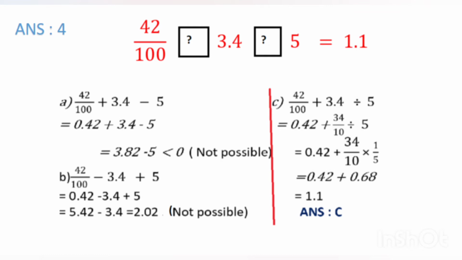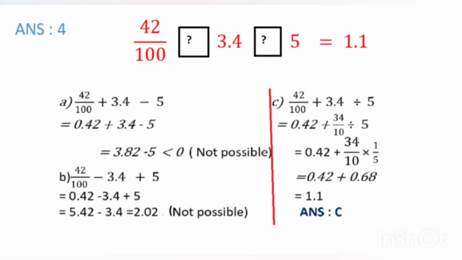So 42 upon 100, which is 0.42, plus 3.4 minus 5. Now you have to recall BODMAS, then you should perform division, multiplication, addition and subtraction. So which are the operations here? Plus and minus. So out of this you need to do plus first. So 3.4 plus 0.42, that is you will have 3.82 minus 5. So the answer will be definitely less than 0, and here in the question you have 1.1. So that is not possible.